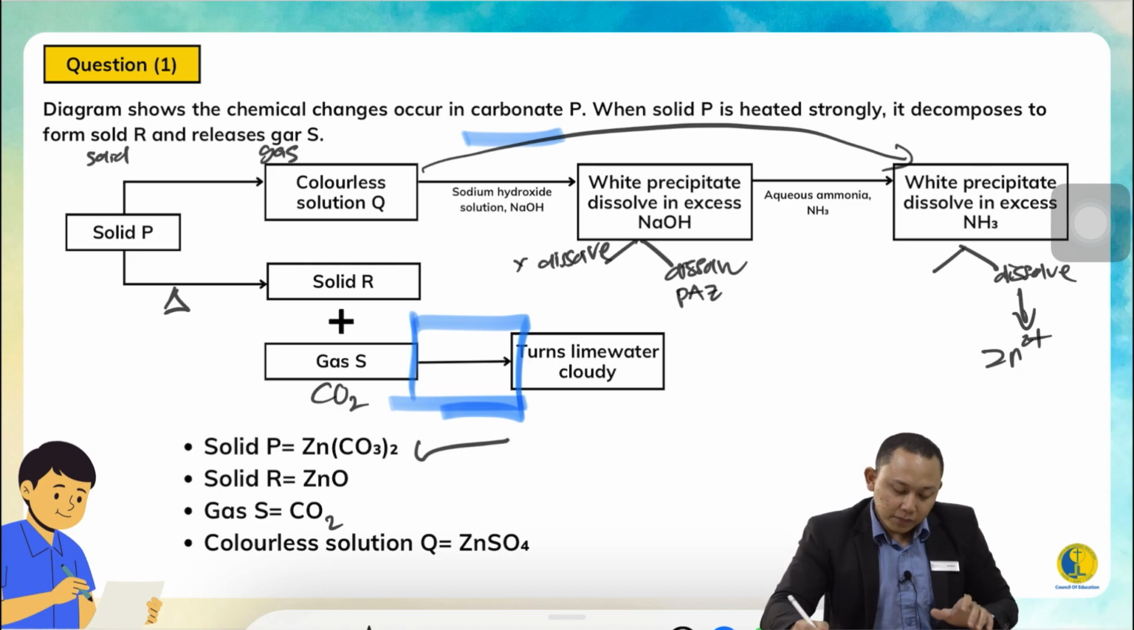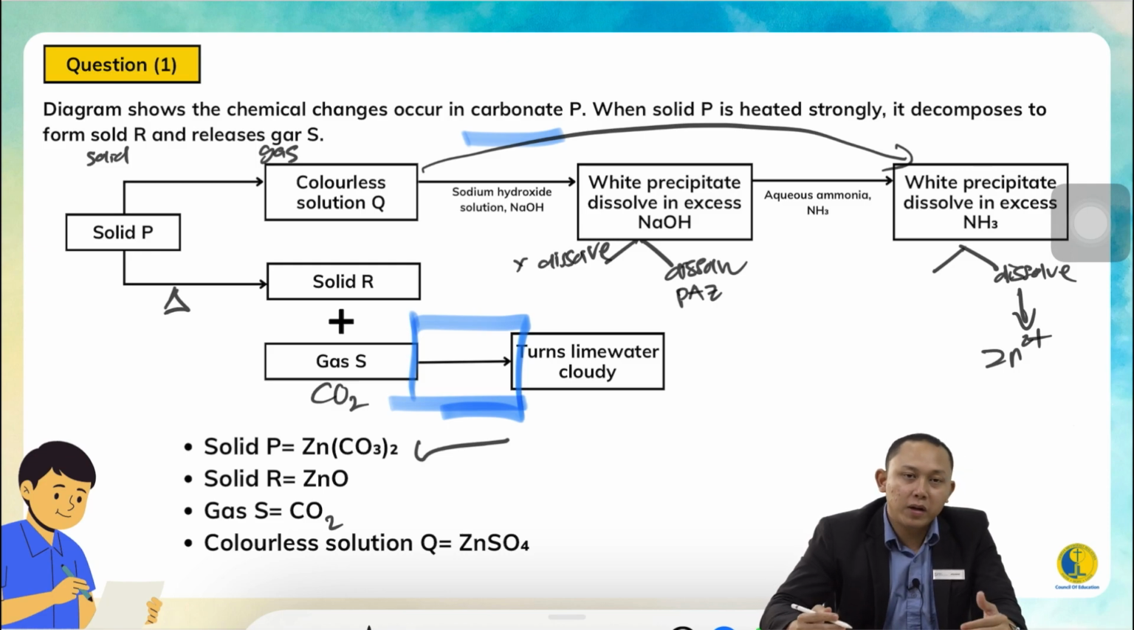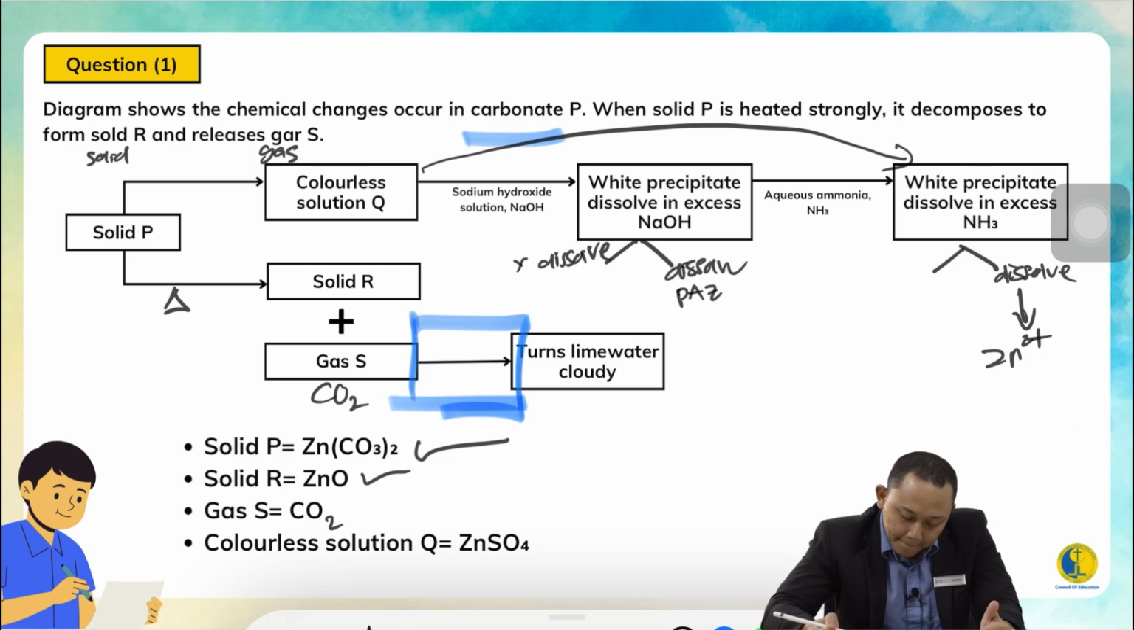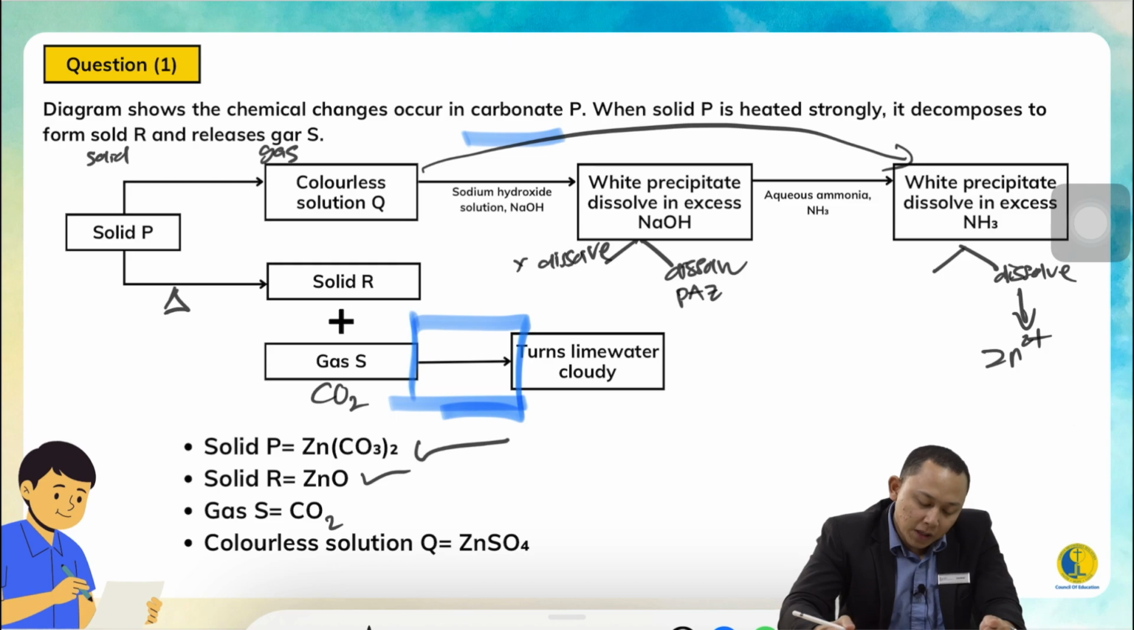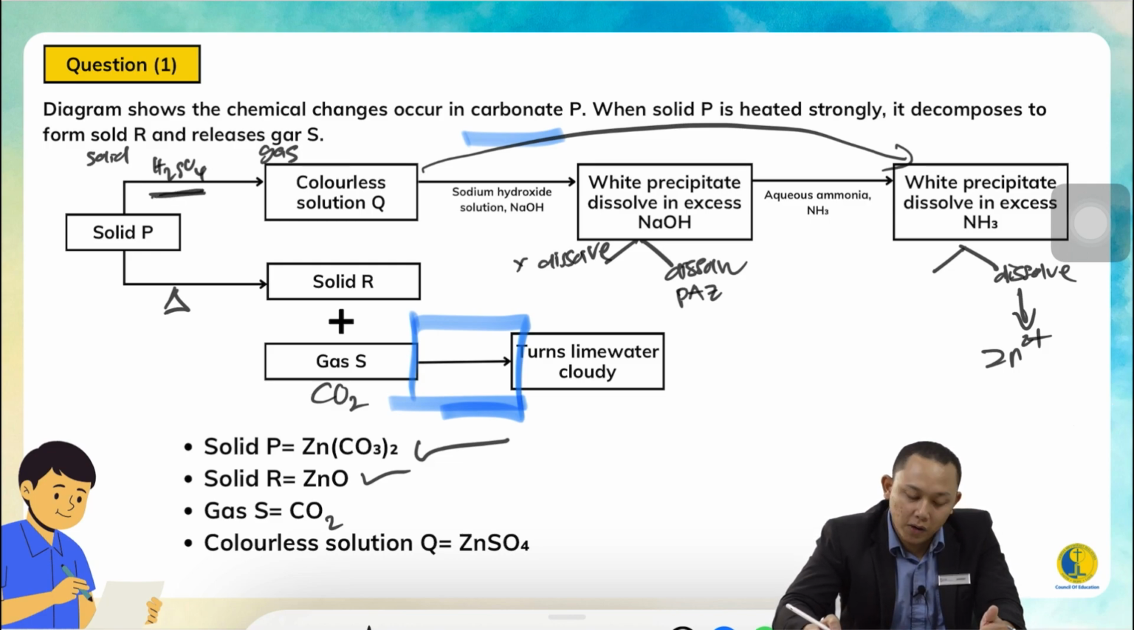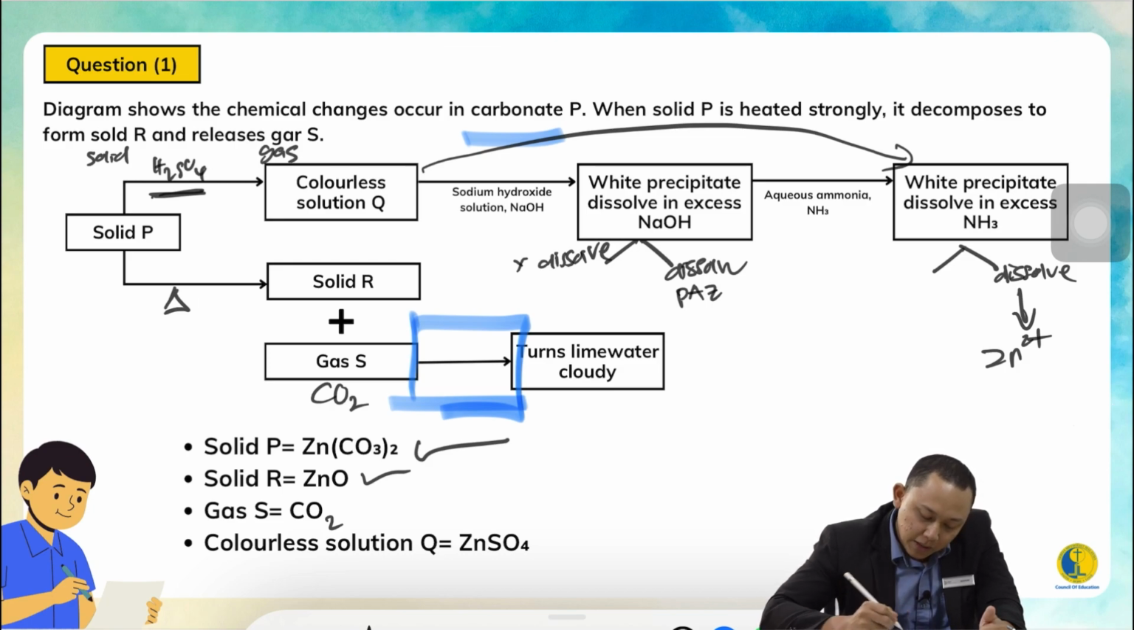Now look at solid R. When you heat a carbonate salt, you will produce carbon dioxide gas and also metal oxide. Now we know our metal here is zinc, so your solid R is zinc oxide. The colorless solution Q is zinc sulfate, because you dilute it into an acid, I believe this one is H2SO4. Why is it diluted into acid H2SO4? Because solid P is zinc carbonate.